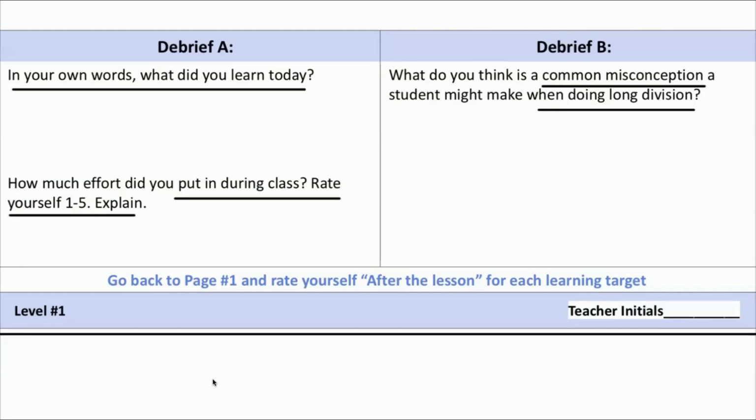Once you're finished page 6, you're going to go back to page 1. At the beginning of today's lesson, we rated ourselves 1 through 5 on our learning target. You're going to rate yourself after the lesson, now that we've gotten some more practice. Once you finish page 6 and rated yourself on page 1, check in with your teacher to get additional feedback.